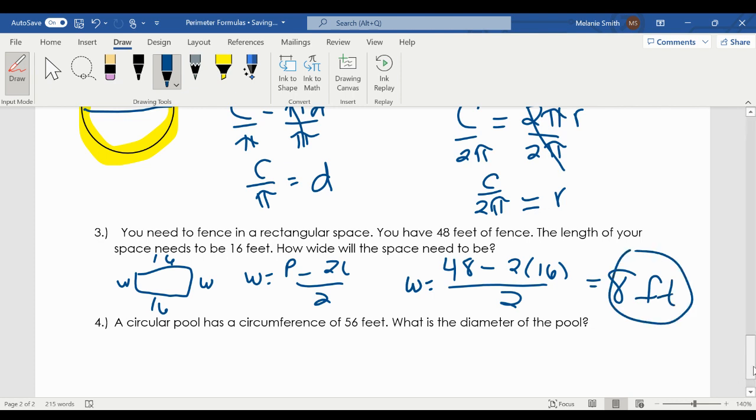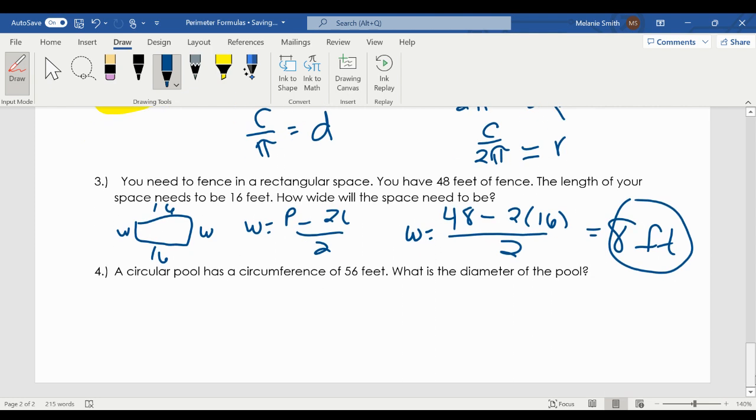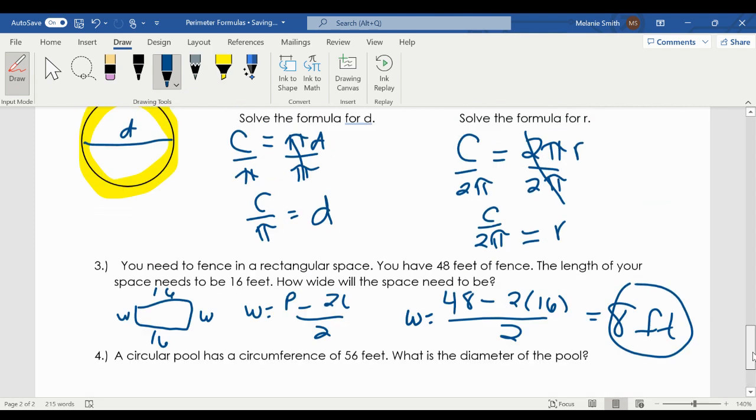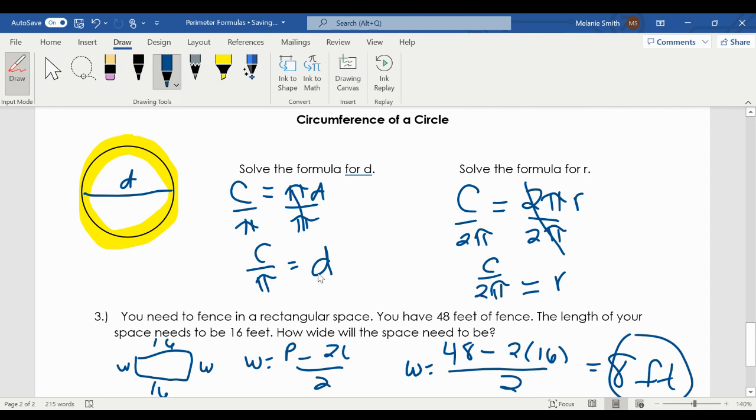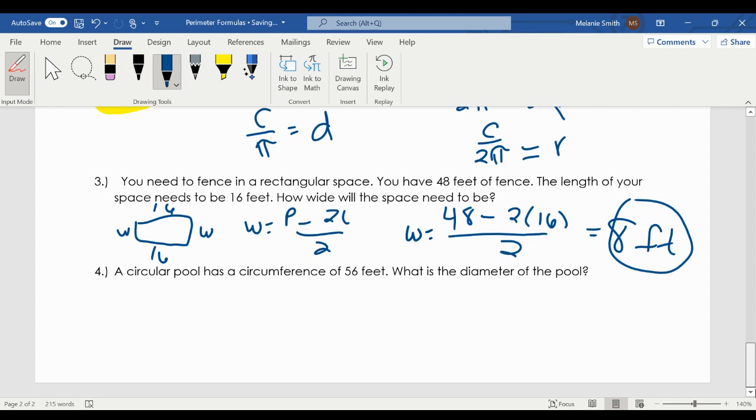And then this last one, a circular pool has a circumference of 56 feet. What is the diameter of the pool? So we just saw up here, diameter is circumference divided by pi. So the circumference is 56 feet divided by pi. If we wanted an exact answer to that question, we could use 56 divided by pi, but let's go ahead and estimate because nobody knows how to measure 56 over pi feet.